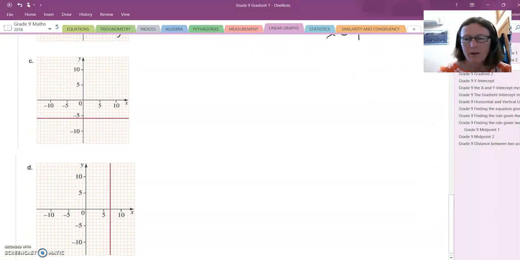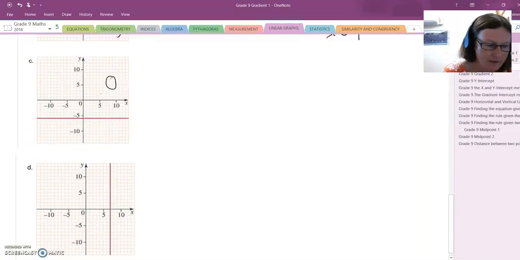I'm not sure if you remember from last year, we actually talked about how a horizontal line has a gradient of 0 and a vertical line, the gradient is undefined. That's something that hopefully you just recognise, but we could show you this by way of the formula.